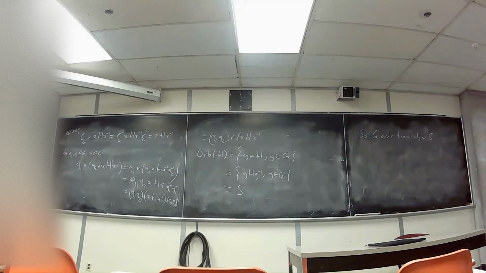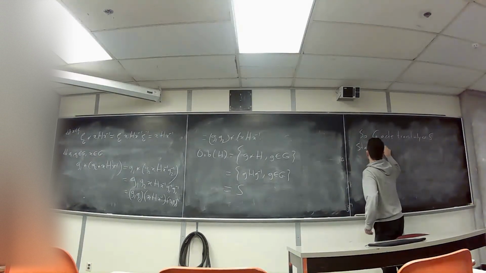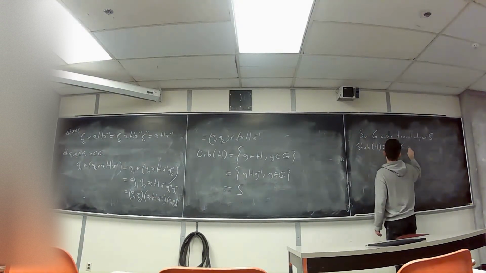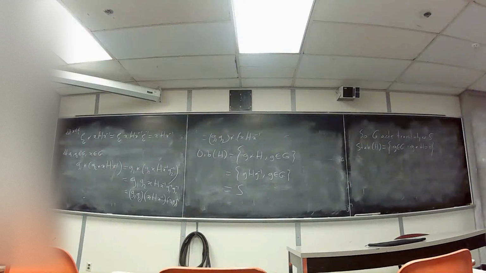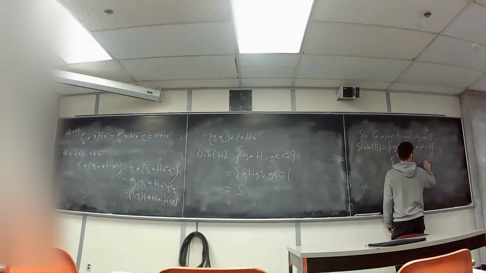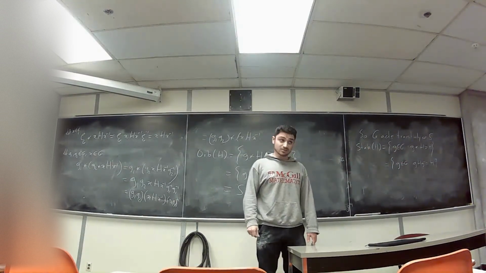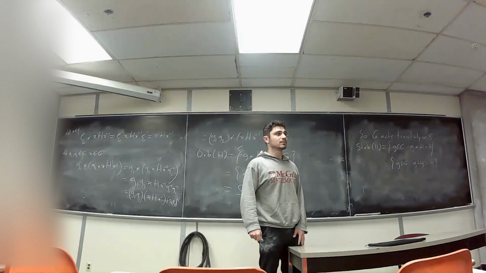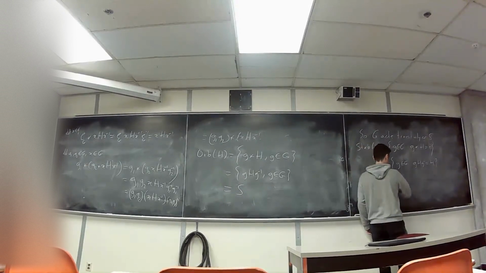I didn't write the part, but what's the stabilizer of H? It's the set of g in G such that g star H is equal to H. Agree or not? By definition. Now this is just the set of g in G such that gHg inverse is equal to H. It's the normalizer of H in G. You remember that? It's N_G(H). We call it the normalizer.